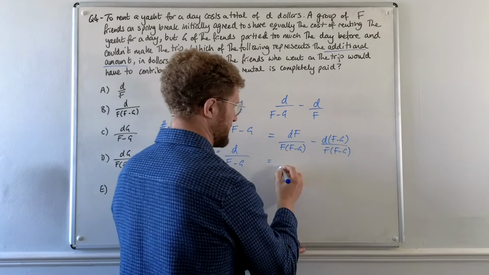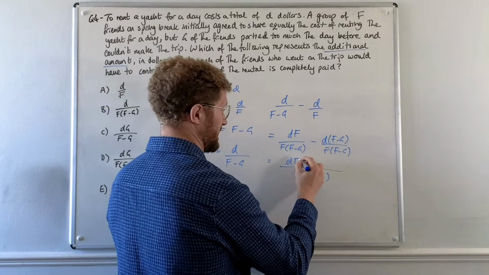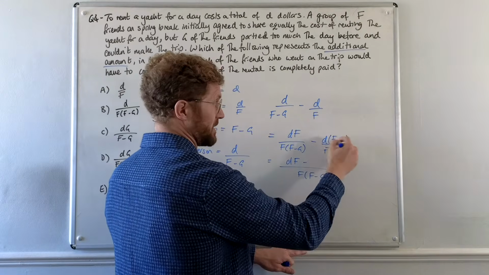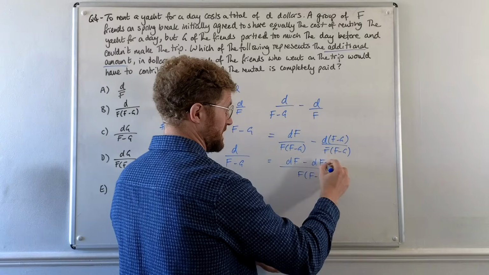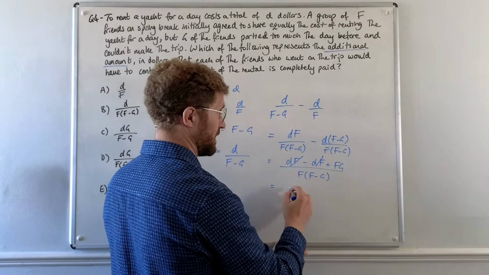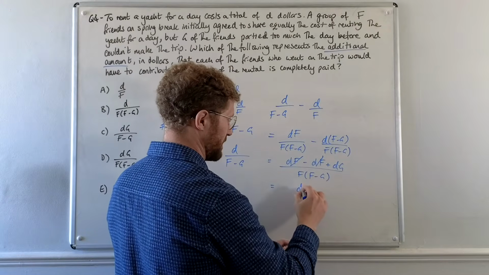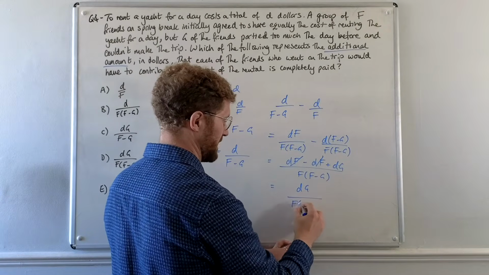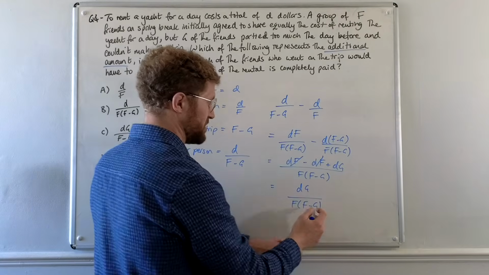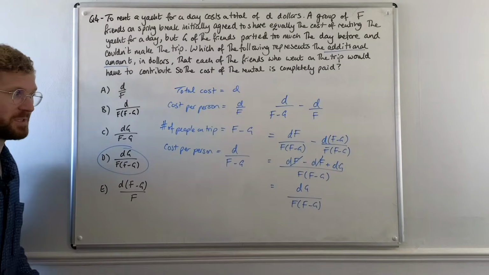I can then put these together into a single fraction. So I've got df minus, and I'll expand that set of parentheses, df plus fg. The df's are going to cancel, and I end up with, sorry, that should be dg. I end up with dg over f minus g. Looking across at the answer choices, that matches D, and so the answer to this question is going to be D.